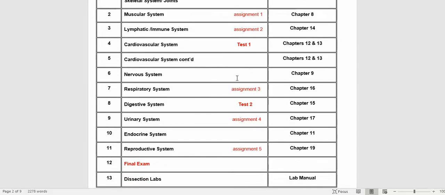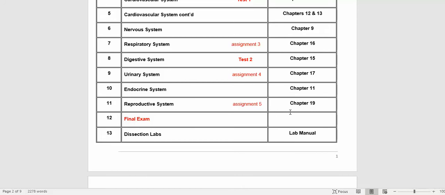We'll come to it later on. Test 2 will be in week 8, final exam in week 12. Now, after the course material, there will be a chance to do the two labs. They're both dissection labs, the dissection of a pig's heart and the dissection of a pig's kidney. Both of them will take write-ups as well.